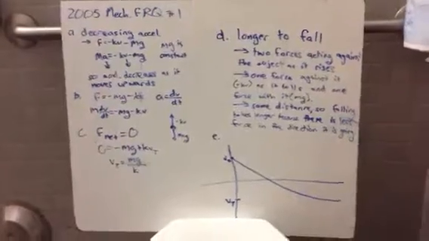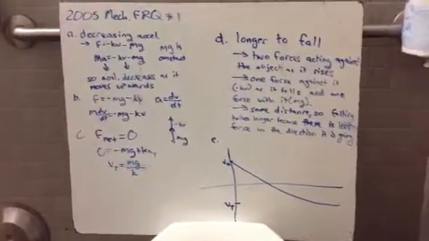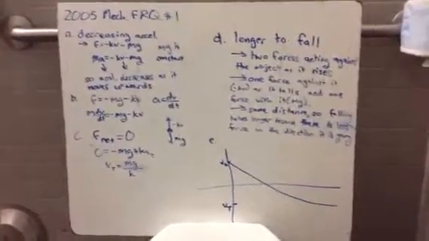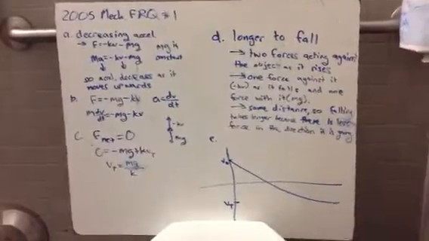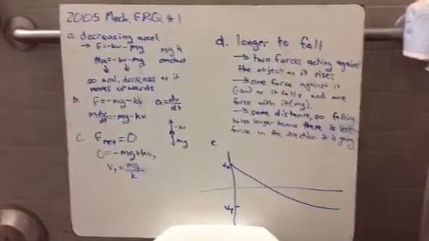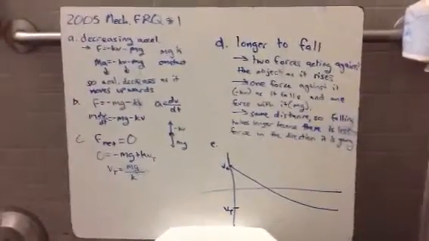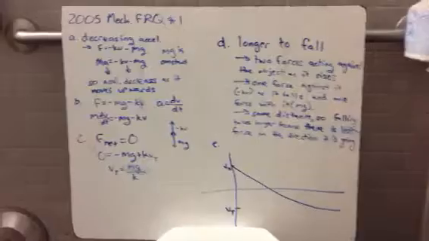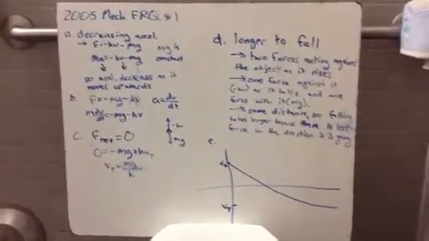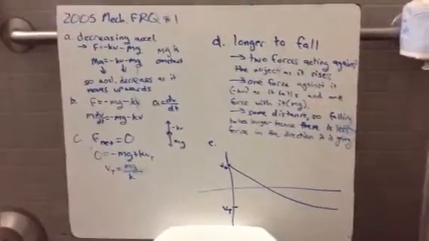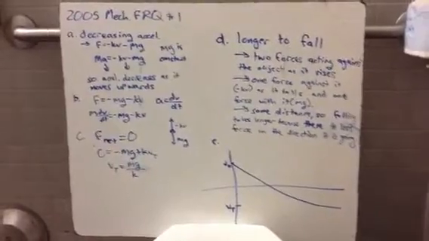And for C, you know that F net equals 0 because terminal velocity is a constant velocity. So you set the F net equal to the sum of forces, which in this case is plus kV because the wind resistance is now against the force of gravity, so it's negative mg plus kVt, which is terminal velocity, and you solve for Vt, that equals mg over k.